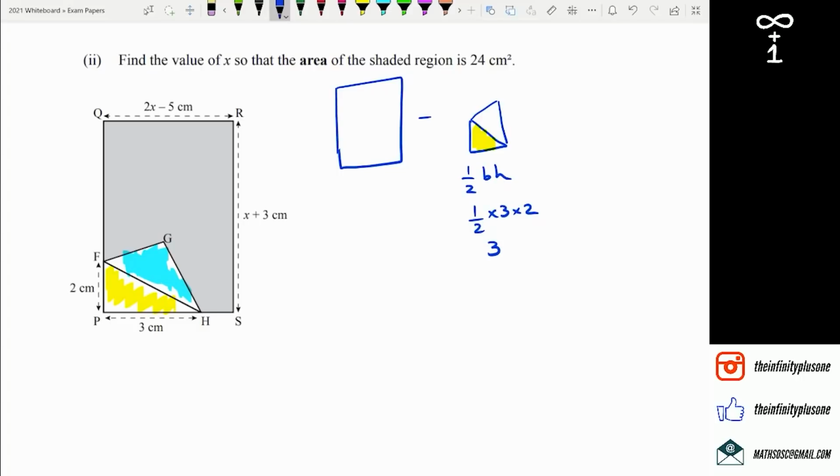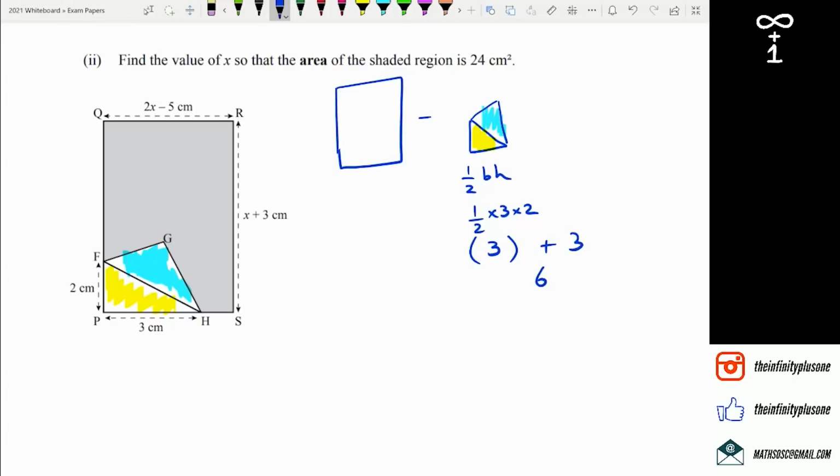Now that's for the yellow part. And the blue part is also going to be the same thing. It means double that, or we just add another 3. So basically we've got 6.